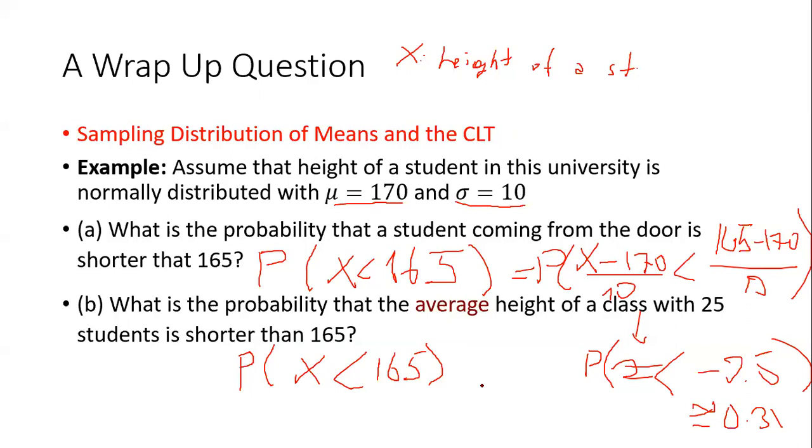Okay, Cenk. So the probability that X bar is smaller than or equal to 165, is that right?